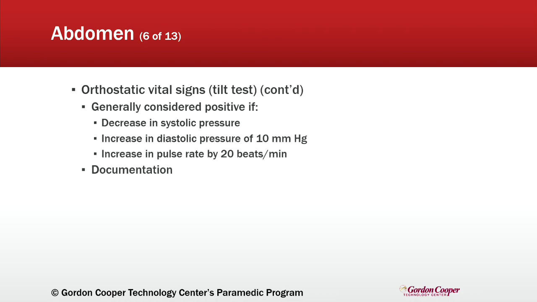A tilt test is generally considered positive if the patient's systolic blood pressure decreases by up to 20 millimeters of mercury and the diastolic pressure increases by 10, or their pulse rate increases by 20 beats a minute. Your documentation should include whether the patient's pulse was regular, if they are being monitored with an EKG strip, and if they are experiencing any other symptoms along the way.